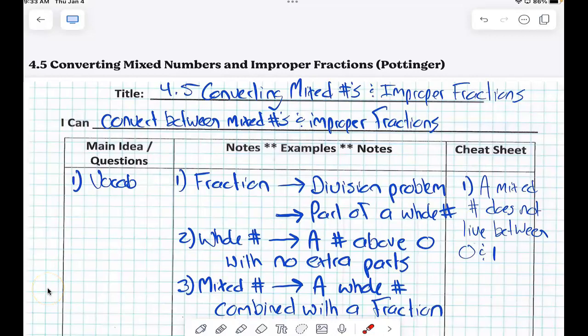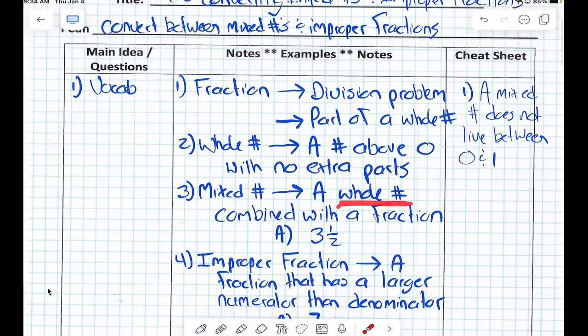Good morning. Today we are working on 4.5, converting mixed numbers and improper fractions. Can you convert between the two? Yes. Is a fraction a division problem? Yes or no? Yes. Okay. A whole number has to be above what number? 0. Does it have any extra parts? No. A mixed number is a whole number combined with what? Fraction. Combined with a fraction.